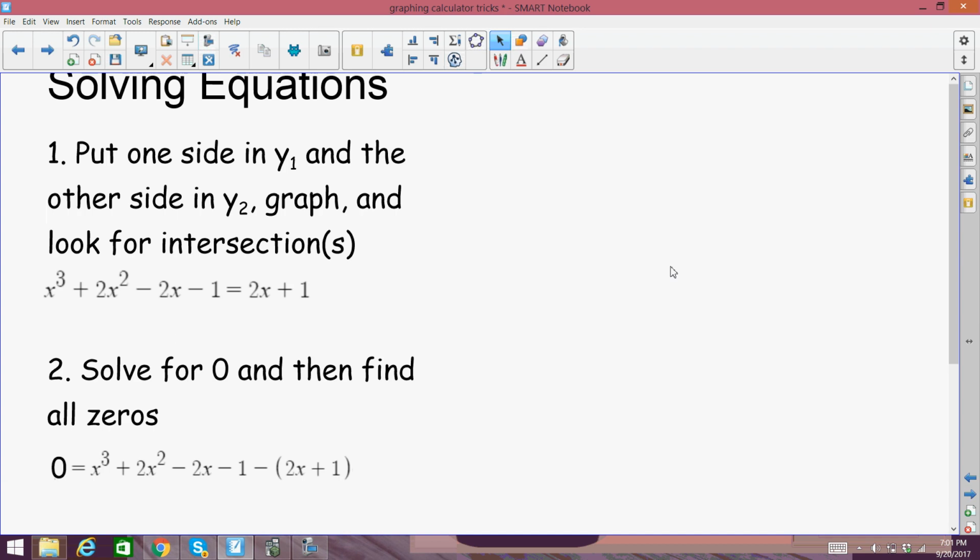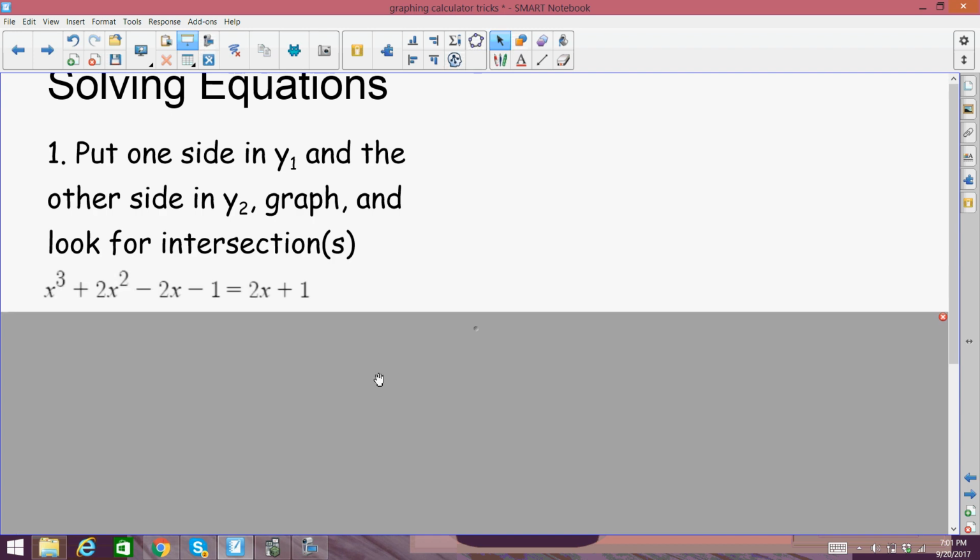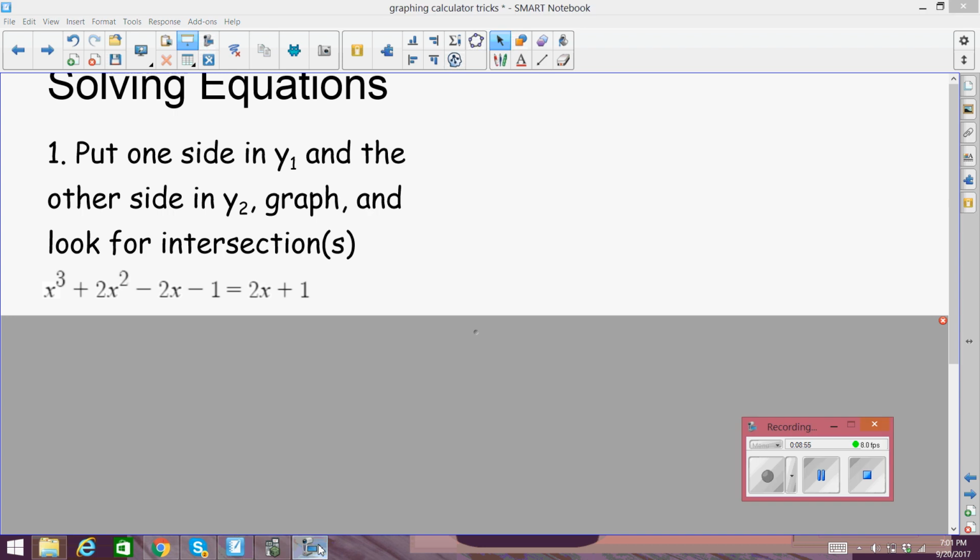The last thing we're going to talk about is how to solve equations. And I'm going to put the screen up just so that one piece doesn't distract you here. So I can actually solve equations.